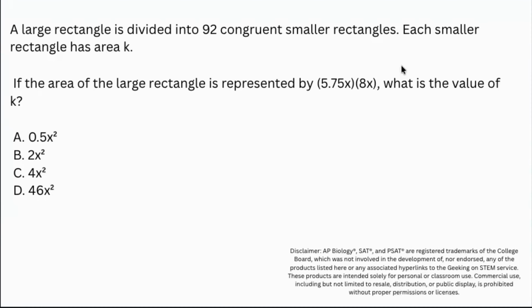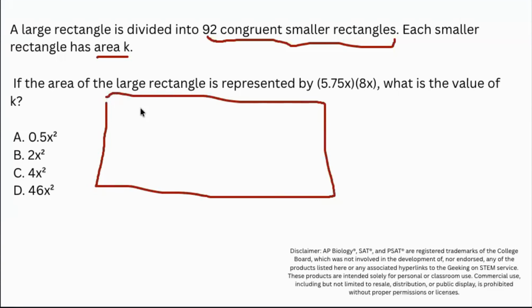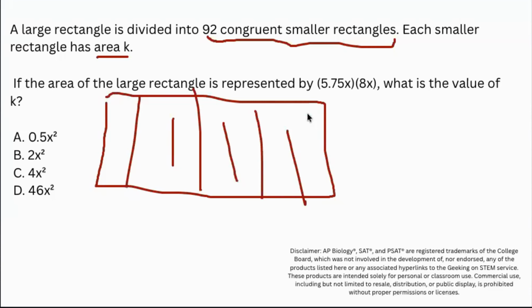So they tell you that the large rectangle is divided into smaller rectangles, and each smaller rectangle has a very specific area. They don't actually give you the shape, but this is my really bad rectangle. And then they say, okay, well, we're divided into 92 smaller rectangles. I'm not actually going to draw all 92, but this is just a visual image, very bad, just to show you what they mean by rectangle. And they say that the area of the large rectangle is this.